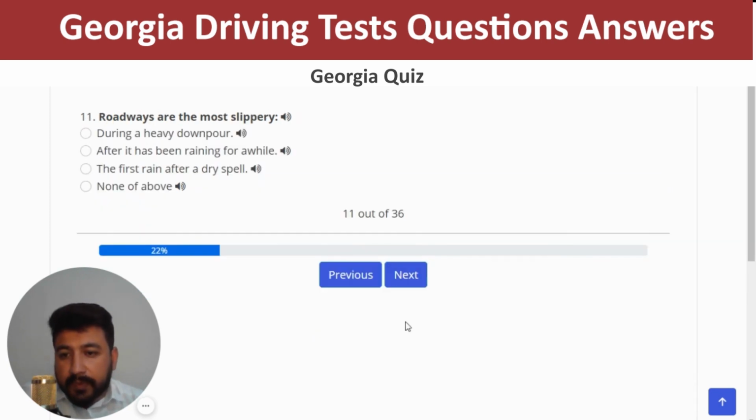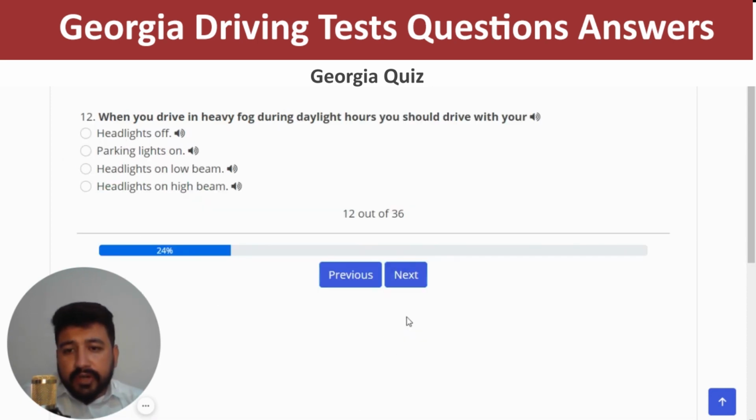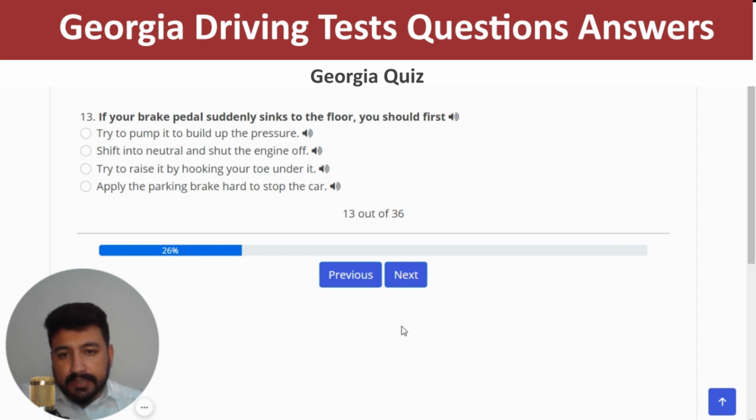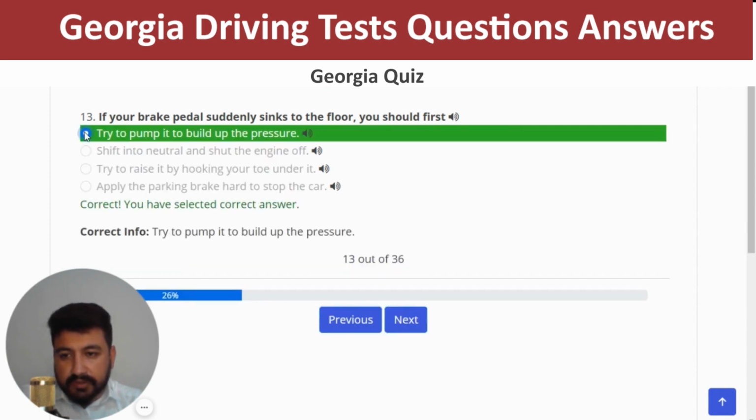Roadways are the most slippery. The right answer of 11th question is the first rain after a dry spell, which is the third option. Correct. And next. When you drive in heavy fog during daylight hours, you should drive with your. So the right answer of 12th question is headlights on low beam. So I'm going to click on the third option. Correct. And next. If your brake pedal suddenly sinks to the floor, you should first try to pump it to build up the pressure, which is the first option. Next.